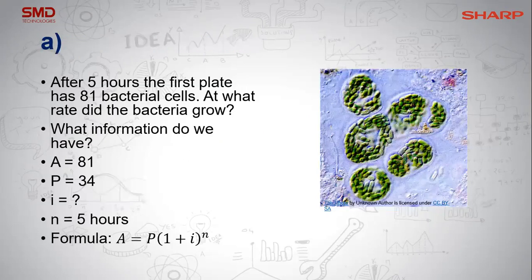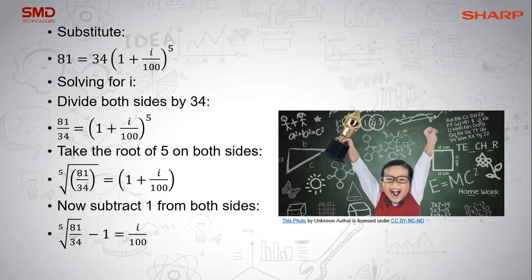So question A says, after 5 years, the first plate has 81 bacterial cells. At what rate did the bacteria grow? So the information that we do have is that we ended with 81, so that is our final amount. We started with 34. We don't know what rate it is. That's what the question is asking us. And our N now is not measured in years. It's measured in hours. So you need to pay attention to the unit of measurement that you're using your time in. Okay. So we're just going to substitute everything in here.